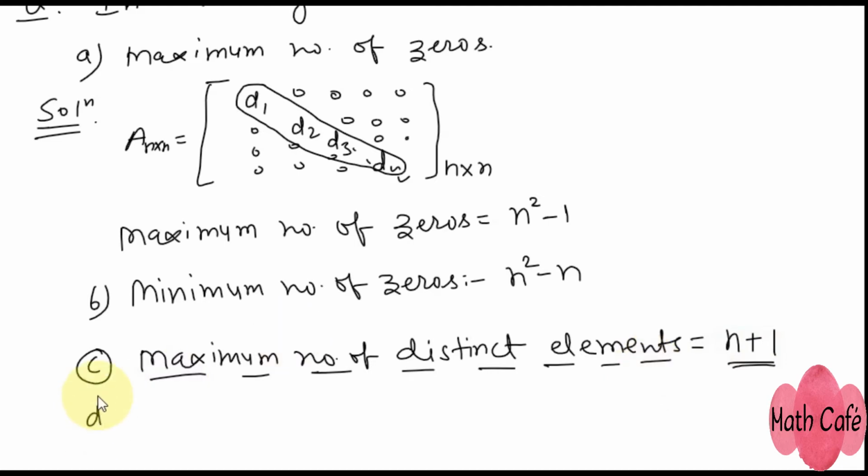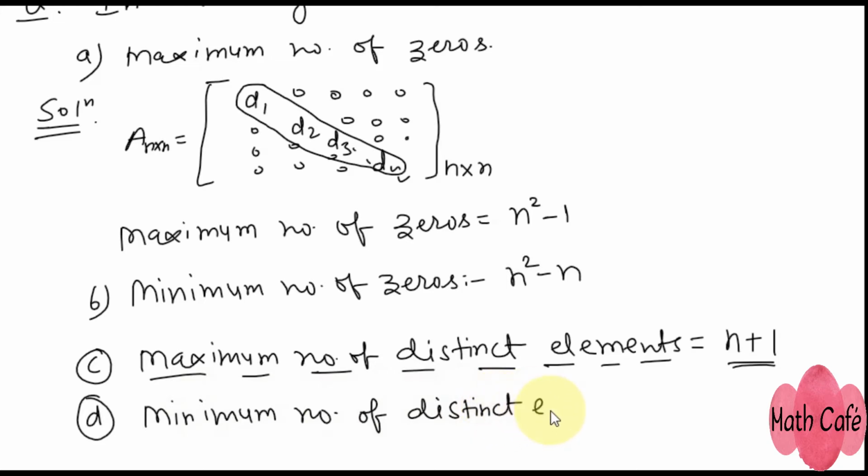Let's take another example of this question. If it is asked for the minimum number of distinct elements, as we know that all the non-diagonal elements are 0. So in the minimum case, except for one diagonal element, I can take all the diagonal elements 0.